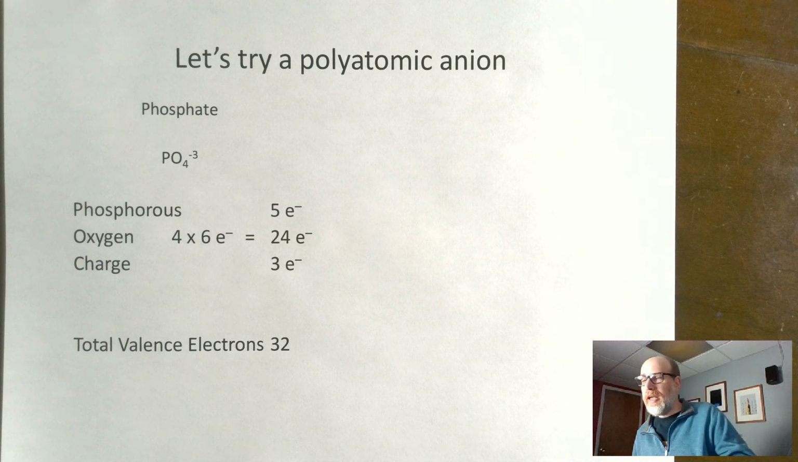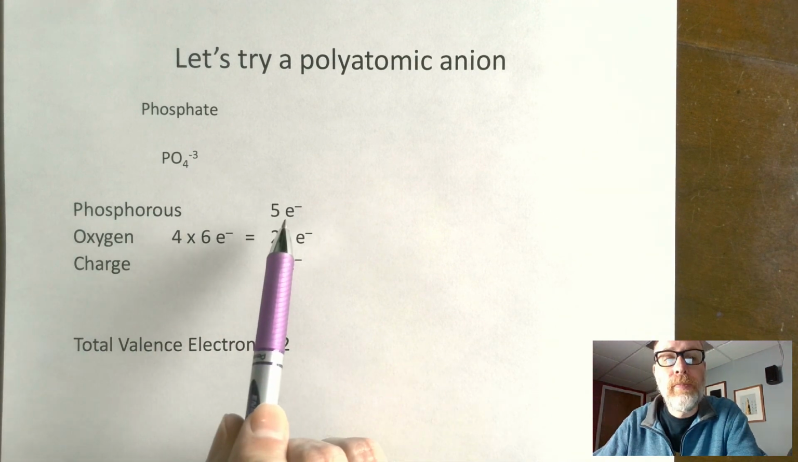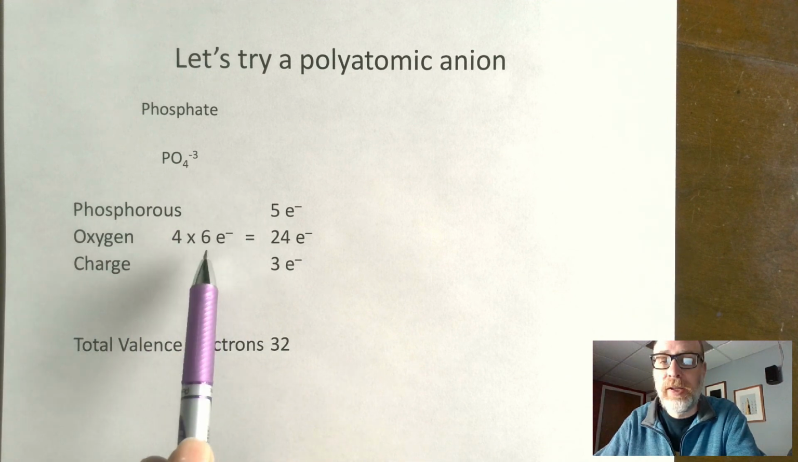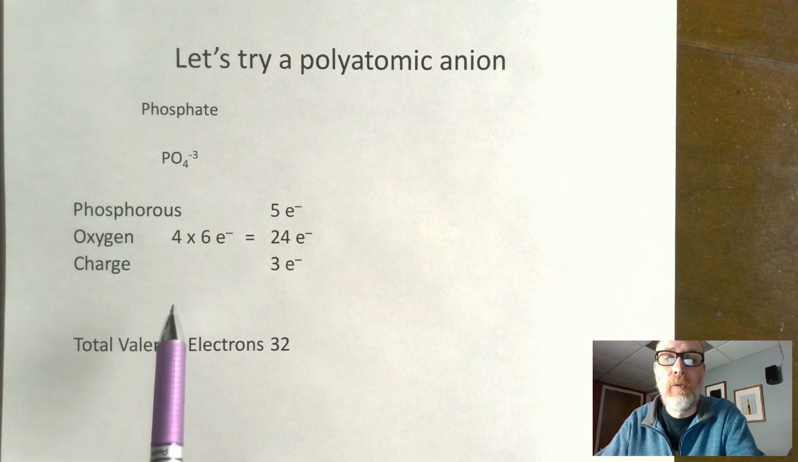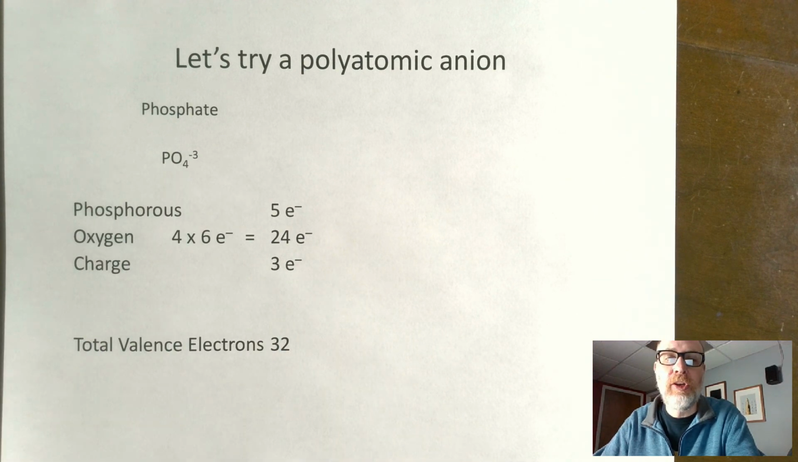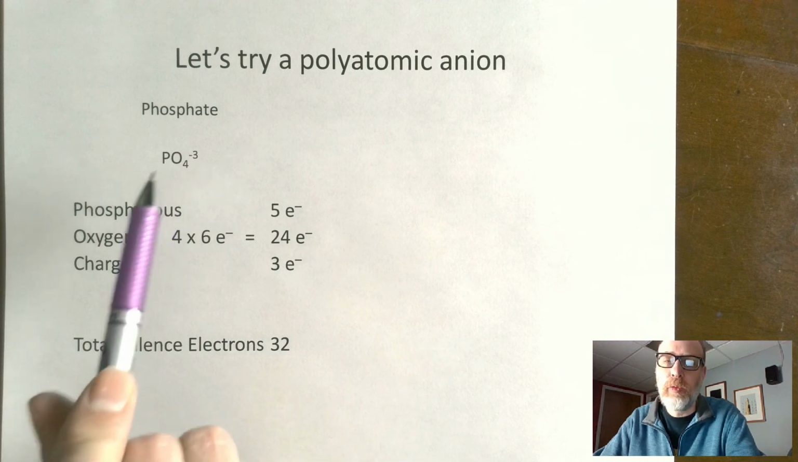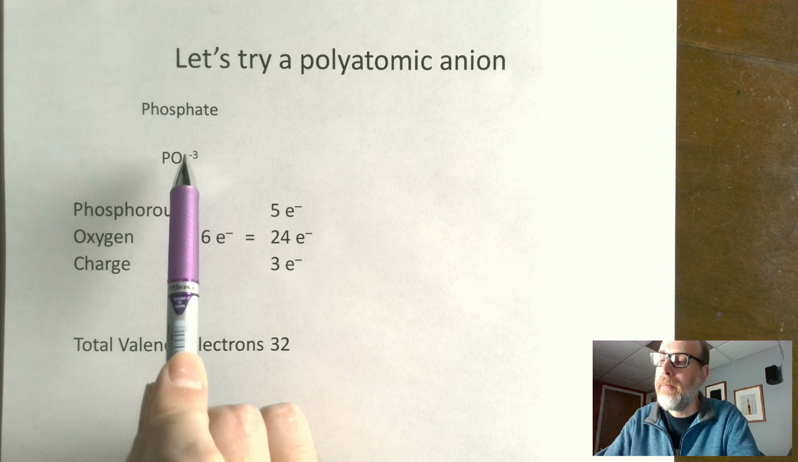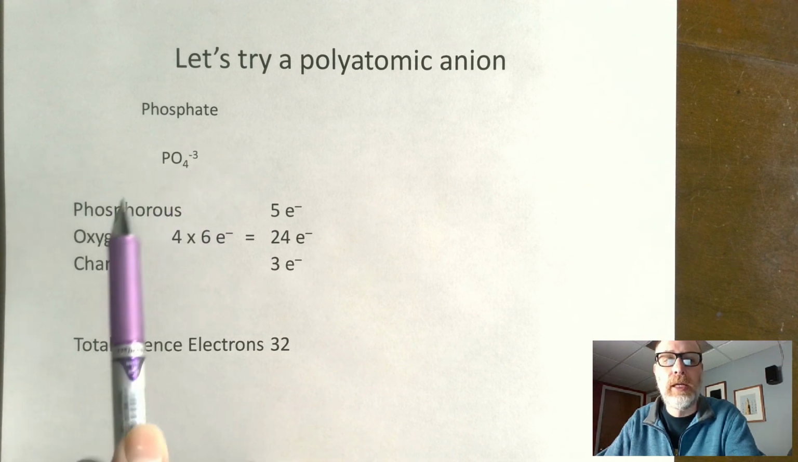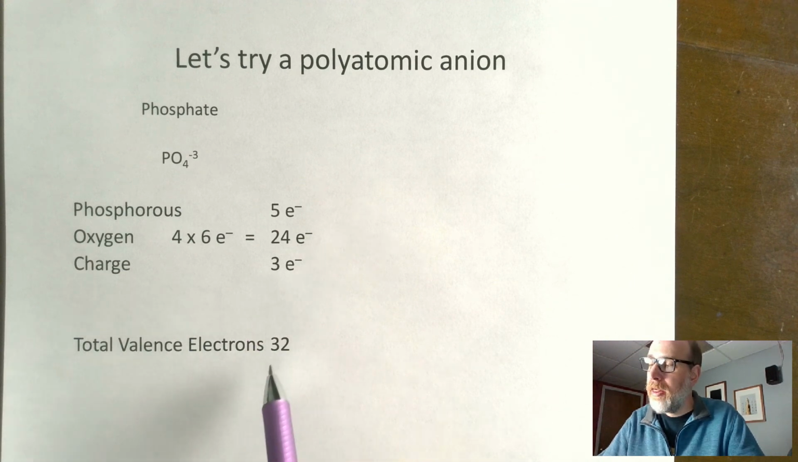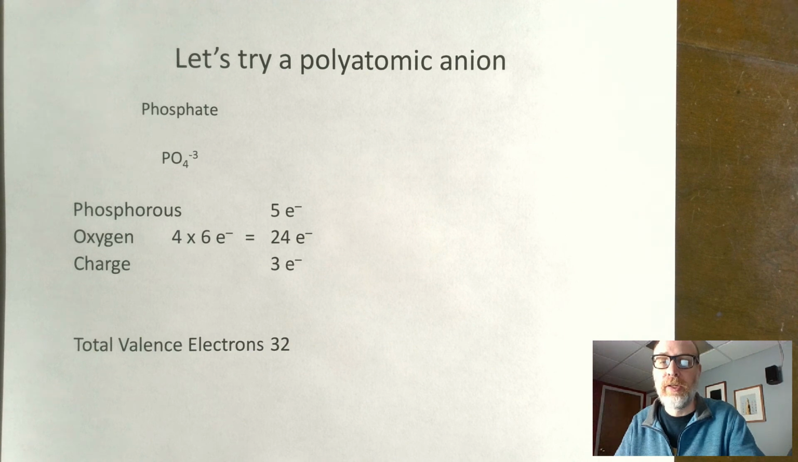So for phosphate, there's a phosphorus, which has 5 valence electrons, and 4 oxygen atoms, each with 6 valence electrons, that's 24. And then the charge, -3, tells us that we have 3 extra electrons. If that were +3, we would have to subtract 3 electrons. But -3 means something in here has gained 3 electrons at some point as it's gone through the process of forming that ion. So we have 32 total valence electrons.